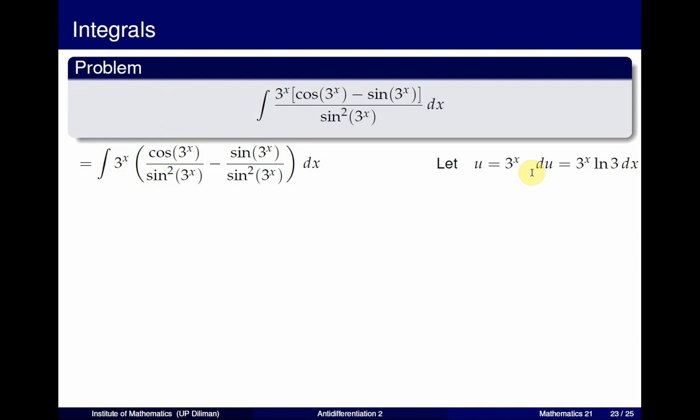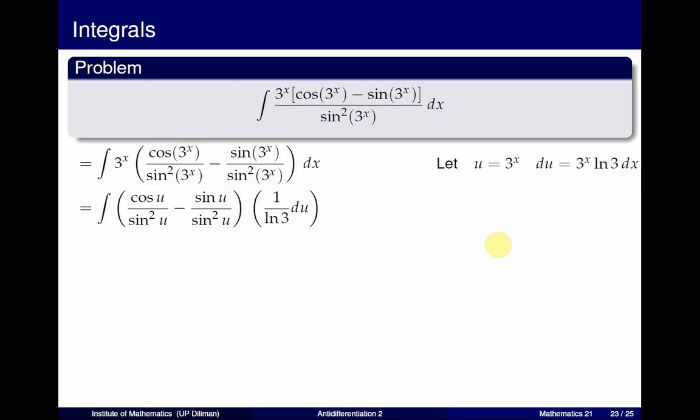And so the integral becomes, I just substituted all the 3 to the x with the u. And then this 3 to the x outside the parentheses will be combined with dx to become 1 over ln of 3 du. So why did I separate the fraction? Notice that I separated the fraction so that I can manipulate each of the resulting fractions independently.